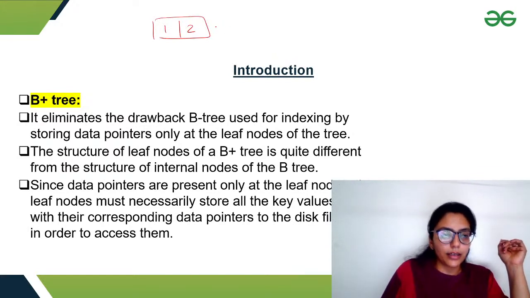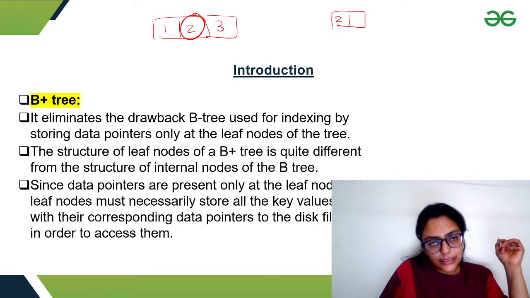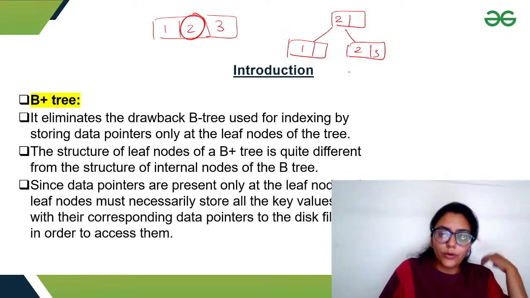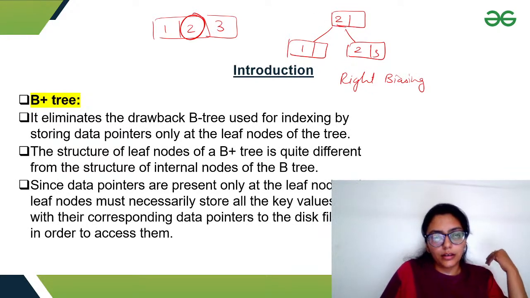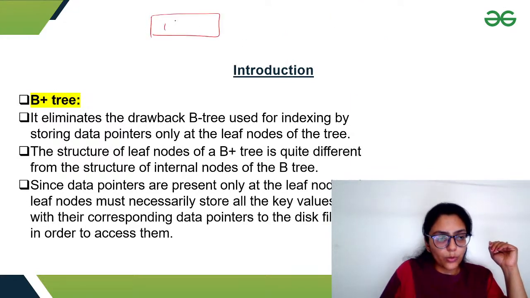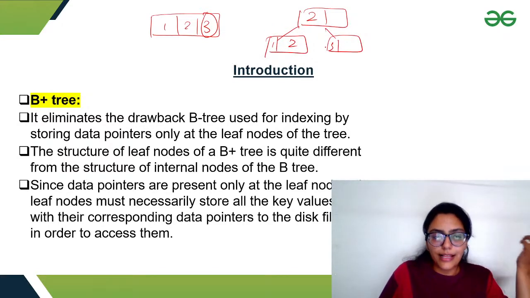Now if I am inserting 3, then the node is overflowing, so I have to split the node like this, and here I can draw like this. This is known as right biasing. Why right biasing? Because this data is appeared on right side of tree. If I am drawing something like this 1, 2, 3, this is overflow, then I am doing something like this 1 and 2 and over here 3. Then this is known as left biasing.